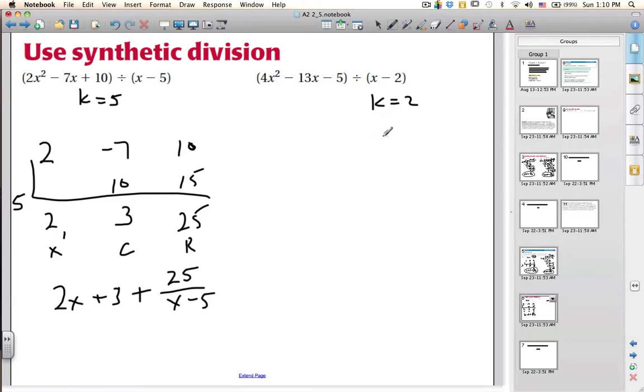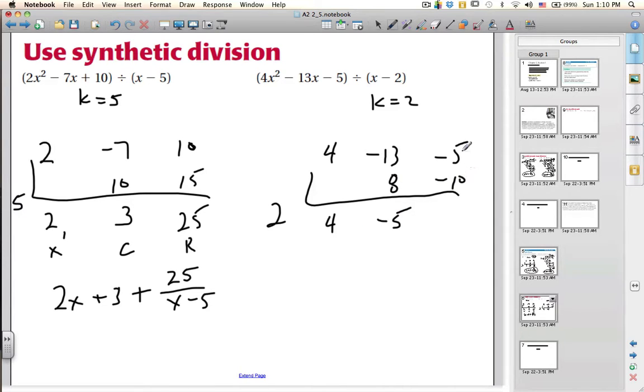Okay, and doing it with this problem over here, my coefficients are 4, -13, and -5. My k value is 2. Add down, 4 plus 0 is 4, times 2 is 8. -13 plus 8 is -5, times 2 is -10. And -5 plus -10 is -15. So I'll have 4x minus 5 minus 15 over x minus 2.